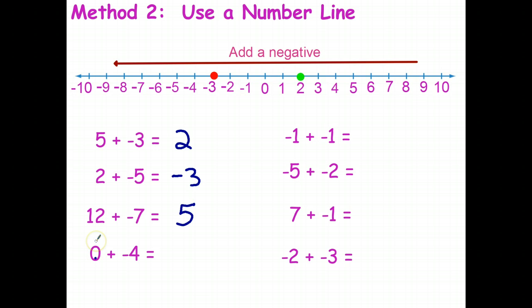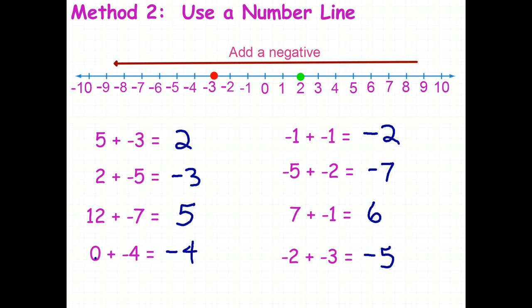I start at 0 and I go back 4. Well, that takes me to negative 4. I start at negative 1 and go back 1. That's going to take me to negative 2. I start at negative 5 on the number line and go back 2. That's going to take me to negative 7. I start at 7 on the number line, go back 1. That takes me to positive 6. And I start at negative 2 on the number line and go back 3. That's going to leave me at negative 5.